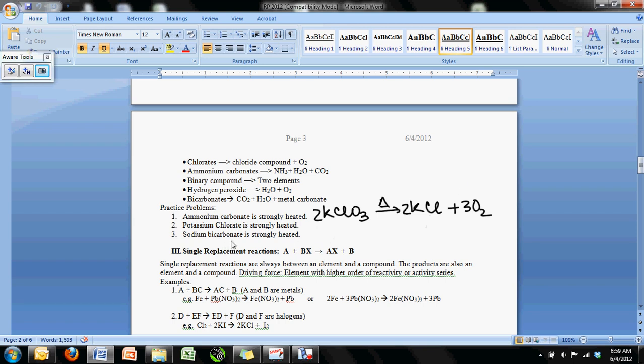The last one is sodium bicarbonate, NaHCO3, strongly heated. And the bullet points tell you that bicarbonates, when you heat them, form sodium carbonate, carbon dioxide, and water. And let's see if these are balanced. And this is all balanced. So that is the net ionic equation for the decomposition of sodium bicarbonate.